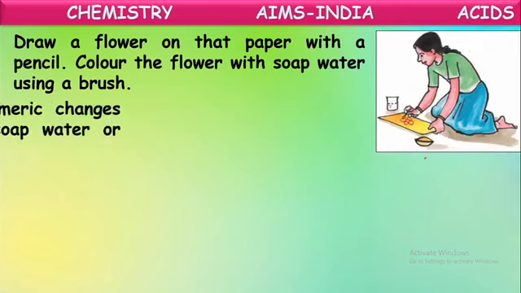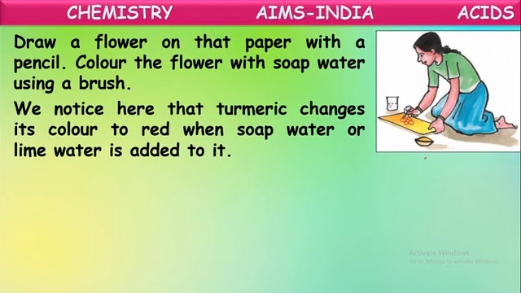Then you can identify that turmeric changes its color to red when soap water or lime water is added to it. So when you take lime water to draw a flower or some diagram, that changes immediately its color to red color. So even though we are writing with a colorless liquid, after drawing it changes color to red color. You can see here.